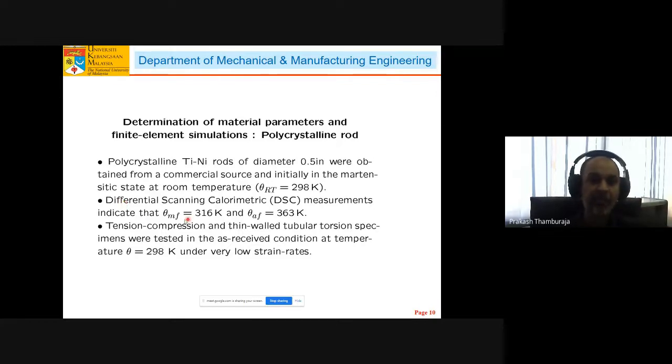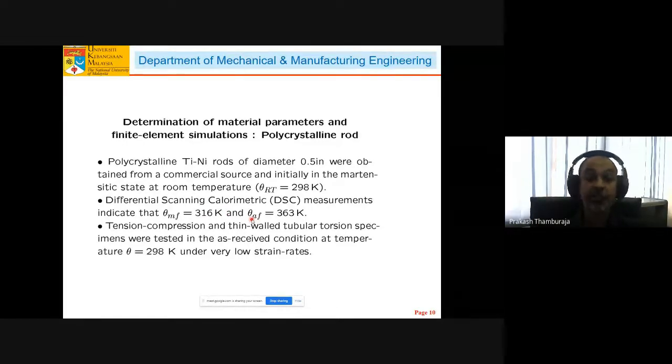The critical temperatures are the martensitic finish temperature, which is 316 Kelvin. Room temperature, at least in Malaysia, and I've done this work in Singapore, is 25 degrees Celsius. So we are good. It's clearly martensitic at room temperature, and the austenitic finish temperature is 363 Kelvin, so it's a long way to go from room temperature.